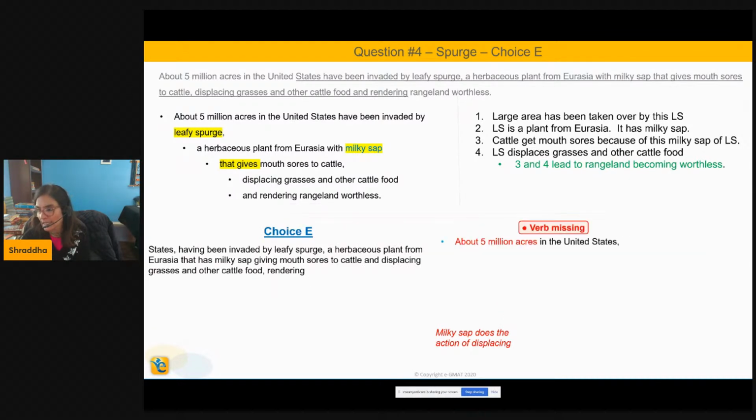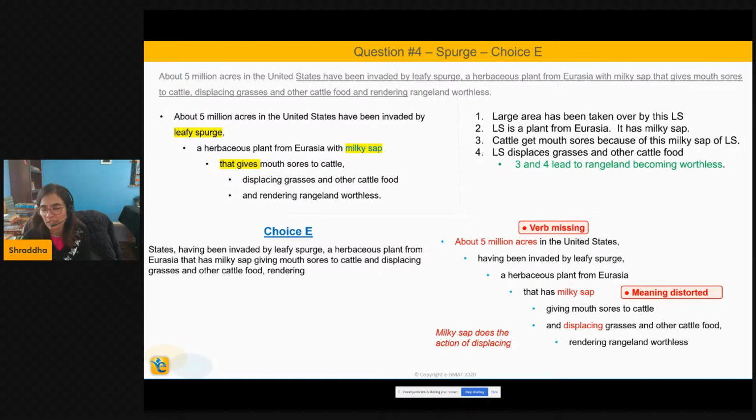And then choice E is wrong again. It repeats the same missing verb error, and it presents the same meaning that we saw in choice D. It is still saying giving mouth sores, which I accept, it is fine. But displacing grasses is again connecting to milky sap, and this meaning does not make sense. And once again, we have this modifier that is just hanging there. I don't know where to connect it to the sentence, because any of the connections with a verb will not make sense in the context of the sentence. So choice E is also incorrect.